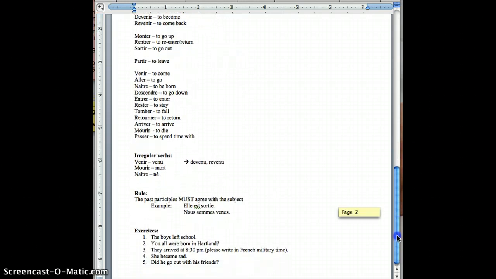Now, of these verbs, there are 3 that are really irregular. Well, 5, but venir becomes venu, mourir becomes mort, naître becomes né, and then remember you have devenir, which becomes devenu, and revenir, which becomes revenu. So if you remember these 3, you probably remember these other 2 as well. The rest of the verbs follow the regular past participle rules.